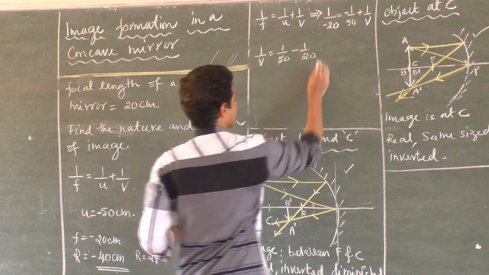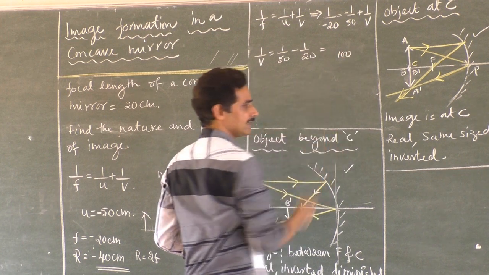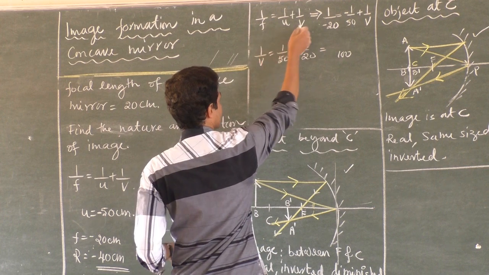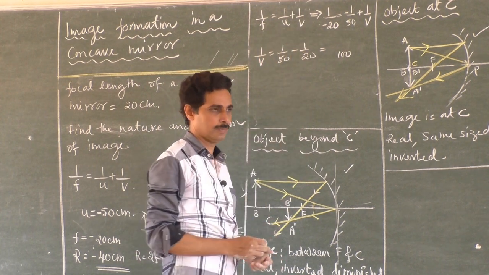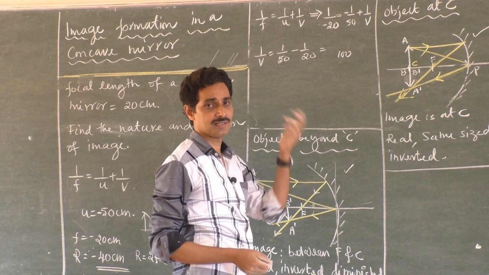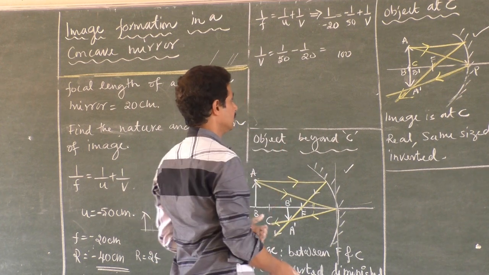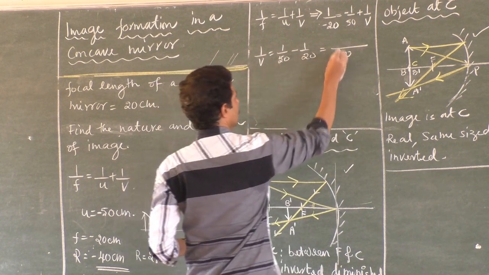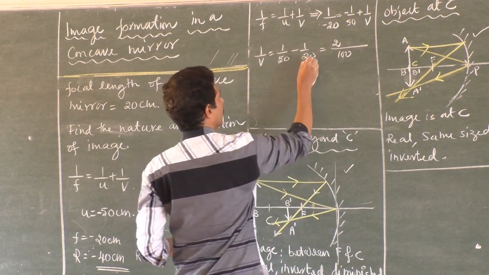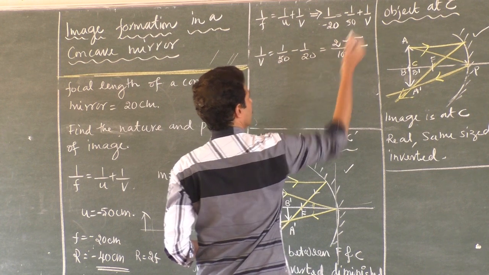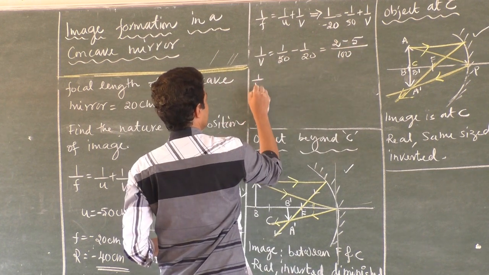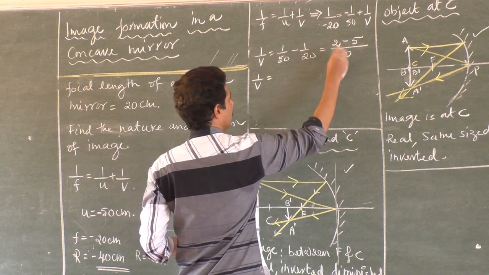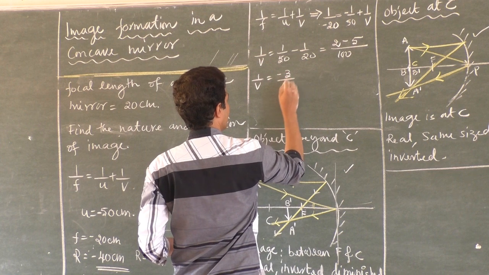So shall I take 100 as common? 100 centimeter. And everything is in centimeter. Don't worry. The answer is also in centimeter, because all these are distances and I have not converted into SI system. Since all the things are distances, nothing else is involved, the answer will also be in centimeter. So any unit is okay. 50 two times and 20, minus 5 times. So what is the answer? 1 by V is equal to 2 minus 5, that is minus 3 by 100.